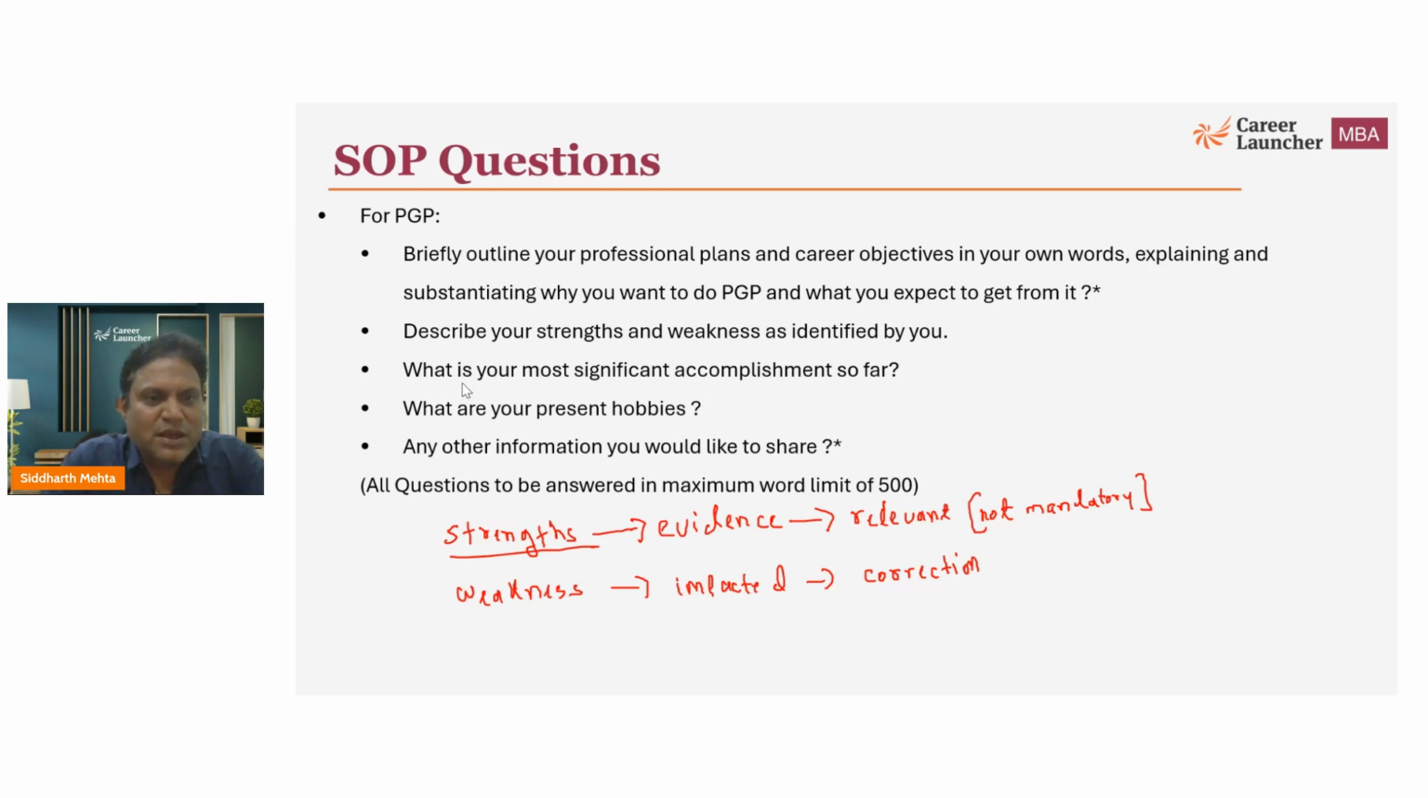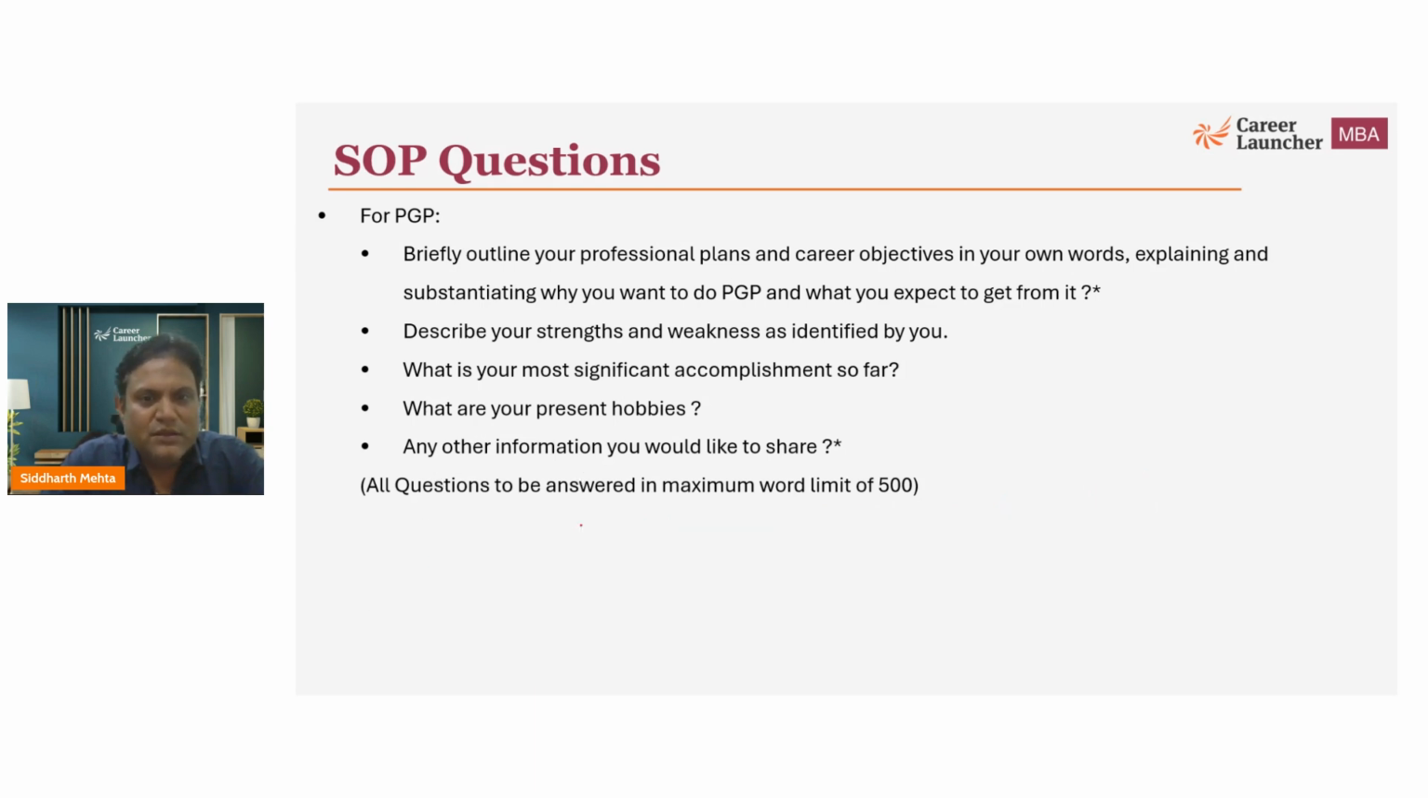Okay. So let us now look at the third one. What is your most significant accomplishment so far? Now there are two ways to do it. One is a significant accomplishment which is very much quantifiable. So, for example, I was state topper in my class 12th or district topper in my class 10th, or I got a JEE rank of say 500. I cleared my CA in first attempt, something of that sort, right? So what we call academic excellence or professional excellence. So these things can come.